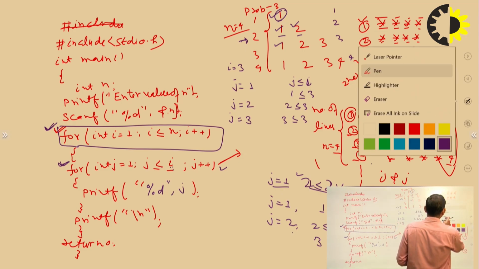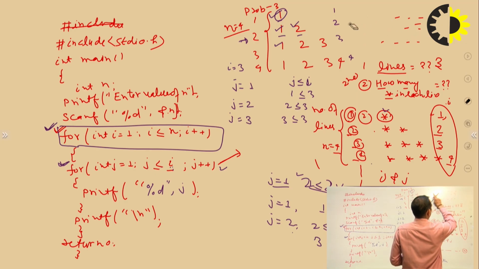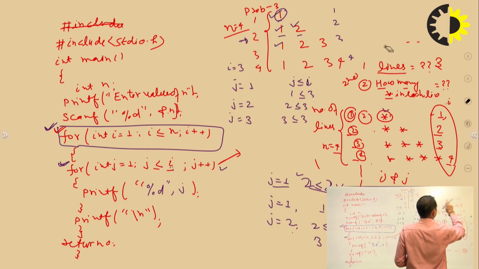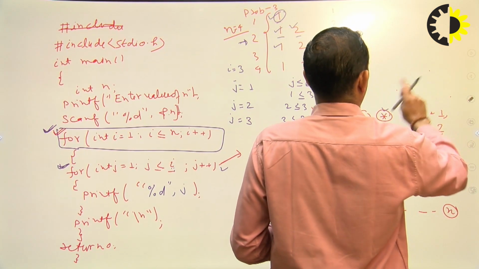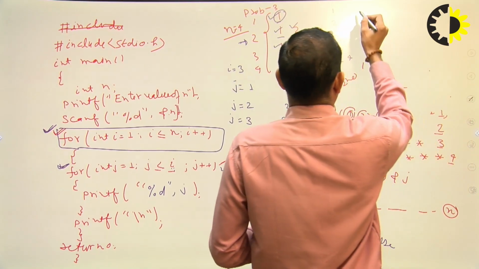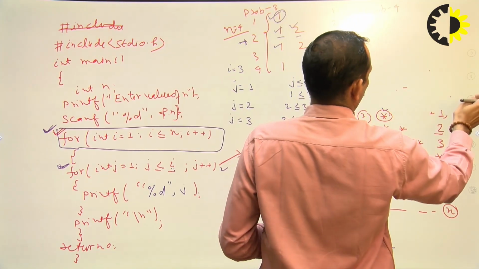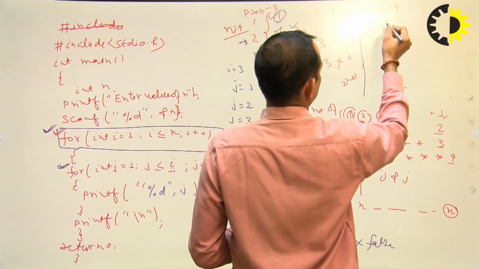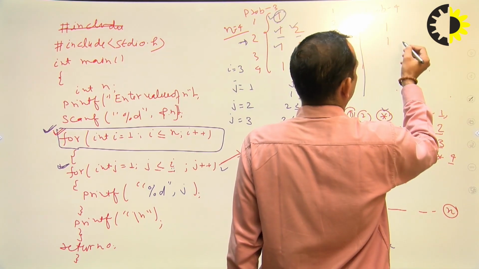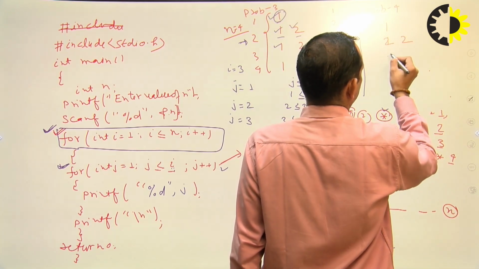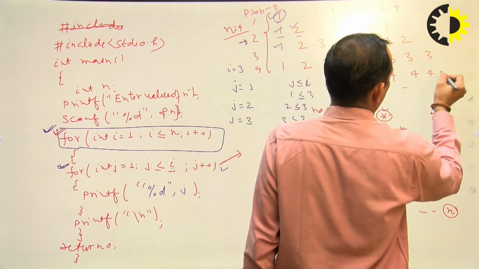Okay, we will do another problem, and you should try this problem yourself. What is the problem? In the next problem, problem number 4, instead of this you want to print 1 in the first line, 2 and 2 in the second line, 3 and 3 and 3 in the third, and 4 and 4 and 4 and 4 in the next.